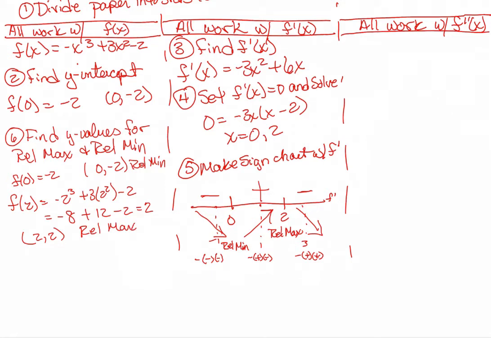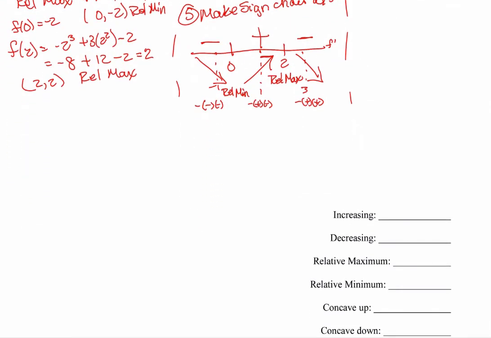Okay? So that's my information from my first derivative, and I am now completely done with it. So what I'm going to do is scroll down, and I'm going to fill out. So 7 is to fill out this information.